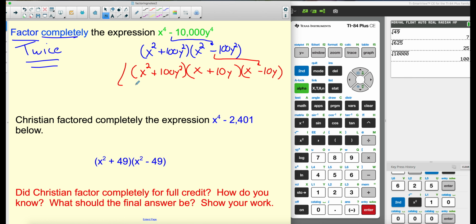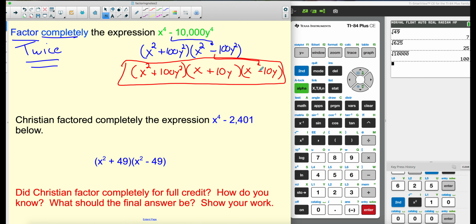Boom. All right, and that, notice 3 sets of parentheses is your answer when you factor these completely. X squared plus 100y squared times x plus 10y times x minus 10y. And there you go.